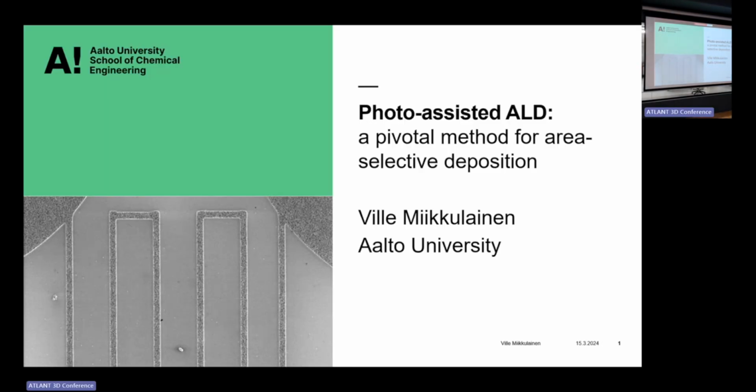Our work is about energy materials and thin films, and we are focusing on development of novel materials to address challenges in materials for batteries and photoelectrocatalysis.